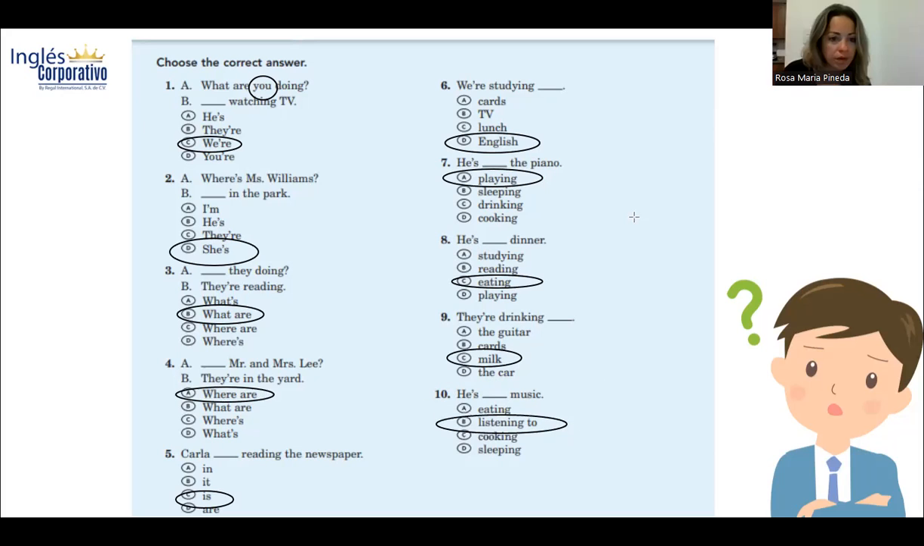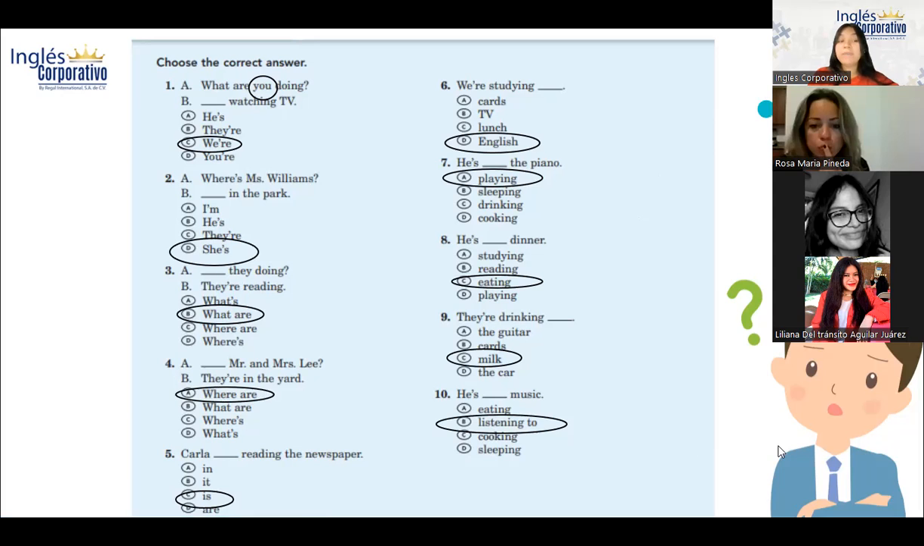Perfect. Yo tengo una pregunta. Yes. ¿Cuándo le pone to? O sea, ¿por qué no solo dice listening music? Muy bien. Okay, guys. Esa es una regla que nunca se tiene que olvidar, ¿ok? El verbo listen siempre, toda la vida, va a ir acompañado de to. Es una regla. Por eso es que usted ve que los demás no llevan to. Porque listen es especial. ¿Ok?